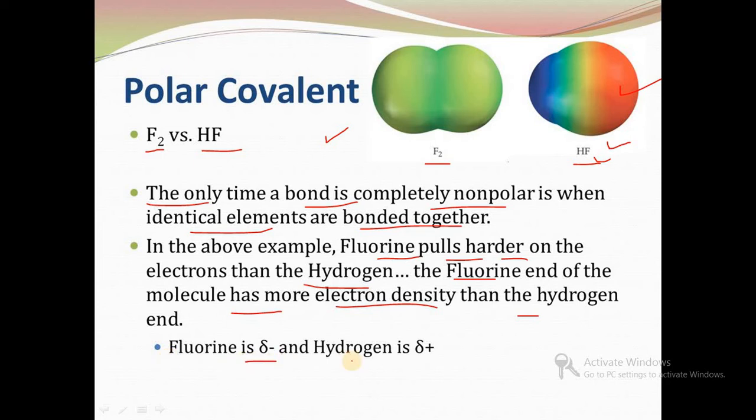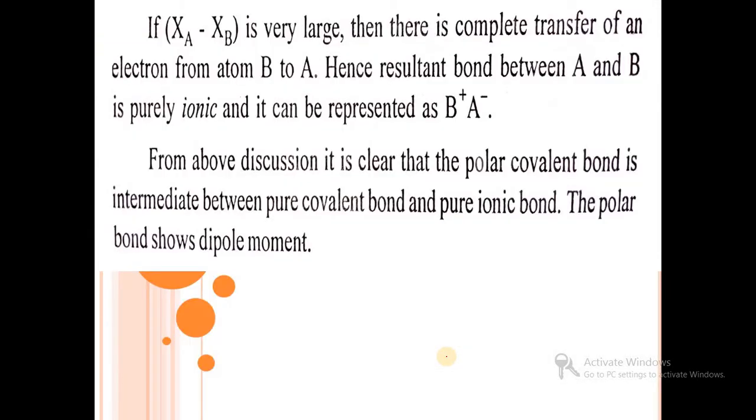Fluorine is delta minus while hydrogen is delta plus, and this type of compound is a polar covalent molecule. The third rule is, if the electronegativity difference between atoms A and B is very large, then there is complete transfer of an electron from atom B to atom A. Hence the resultant bond between A and B is purely ionic, and it can be represented by B plus and A minus, that is, charge carriers.